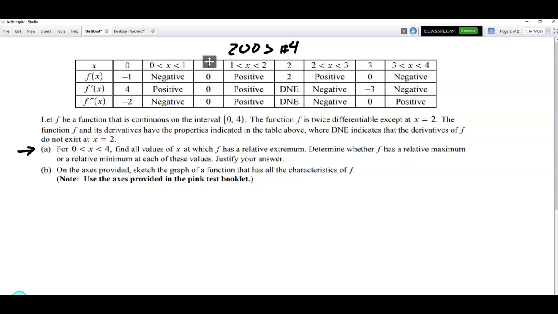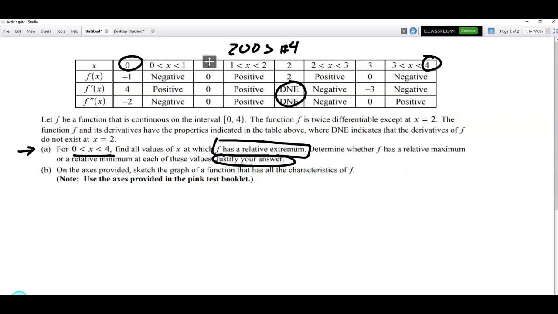So they give us a table here. They're telling us that the function is twice differentiable except at x equals 2. So they put D and E here for does not exist. They want us to use this table for part A from 0 to 4. That means we're going from beginning to end. They want us to find all the values of x for which f of x has a relative extrema. That means max or min. And then finally after that, we want to justify our answer.